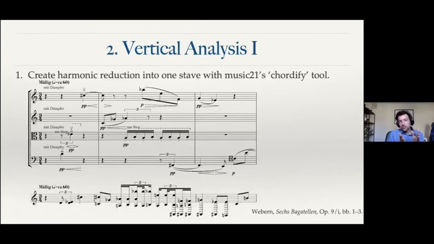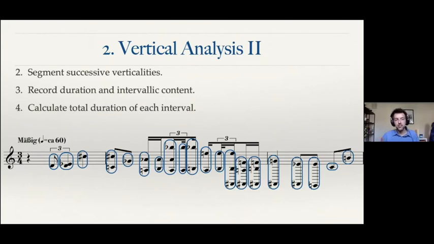So we turn now to the vertical analysis first, and this follows what is probably quite standard practice now in computational musicology. The first step is to create a harmonic reduction on one stave using the chordify tool in Music21. So as you can see, these three bars get condensed down into this. From there, we then segment the successive verticalities and record the duration and the intervallic content of each verticality, before then compiling the total duration of each interval across the movement as a whole.